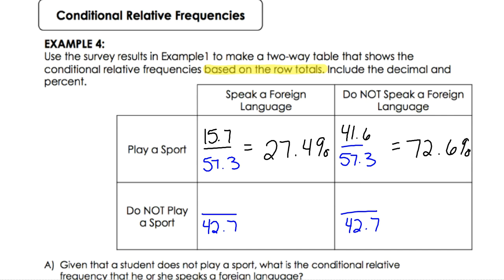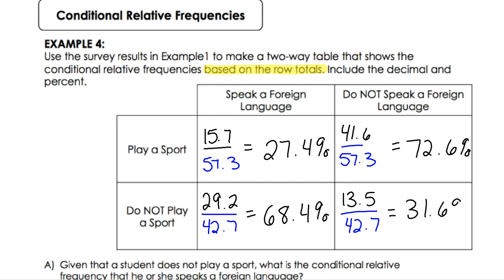Now in this bottom row, we're looking at only the students who did not play a sport. So out of those, 29.2% total spoke a foreign language and did not play a sport. Out of the 42.7 that do not play a sport, that gives us 68.4%. And then does not do either was 13.5% overall. When we take that out of the 42.7% that don't play a sport total, we get to 31.6. Notice in these conditional relative frequencies that we only care about the insides of the box. So we don't do the totals on this one because we're already dividing by a total.